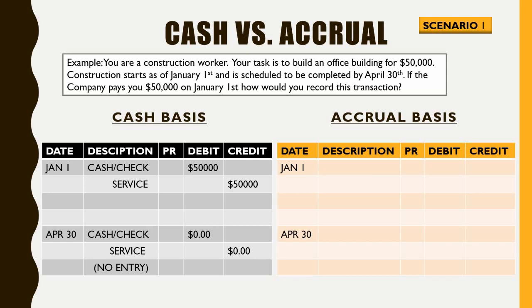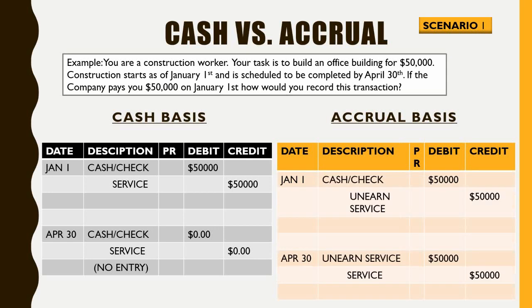Now, what about accrual basis? It's January. You're still going to record that you were given cash, but here you're going to recognize an unearned revenue or unearned service.